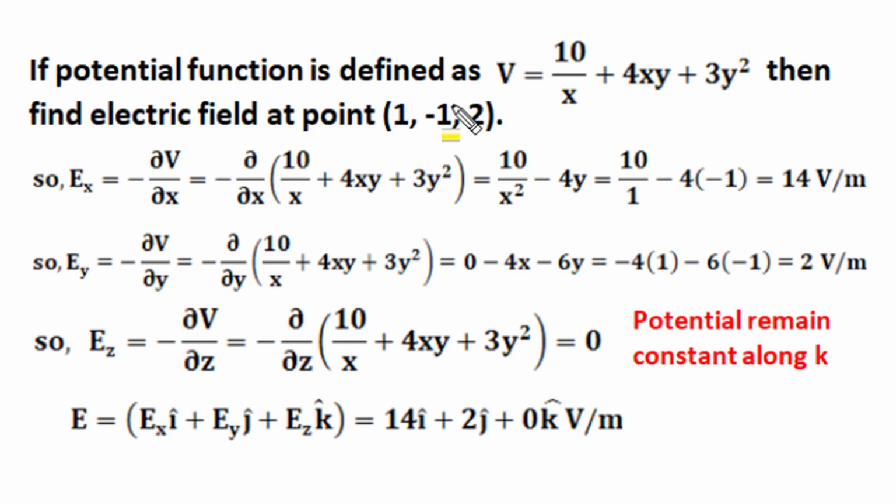This numerical example will help us understand the concept of potential gradient and its relation with electric field intensity. We are given a potential function in terms of x, y, z components in this yellow highlight, and we have to find the electric field intensity at coordinate (1, -1, 2).